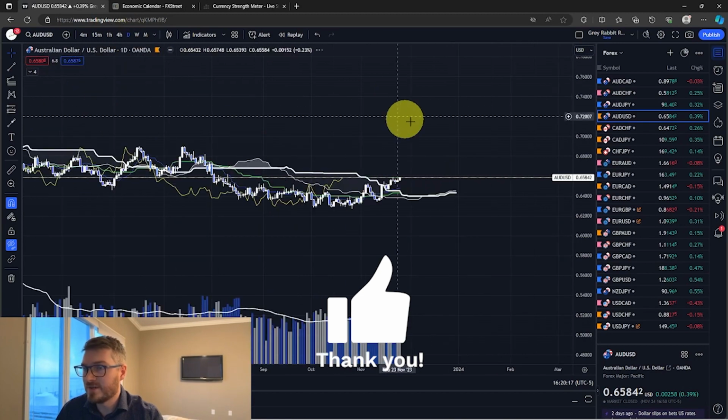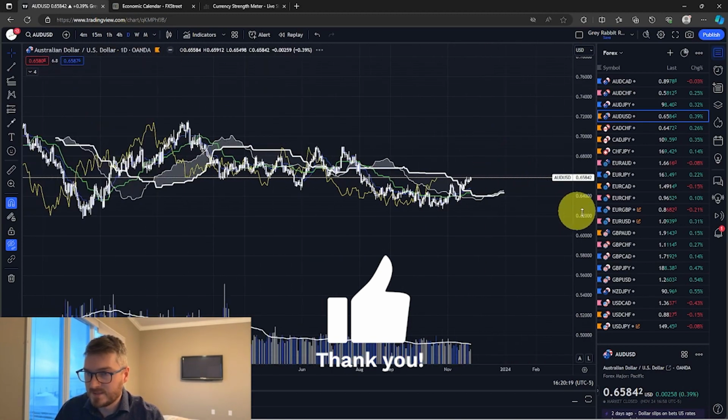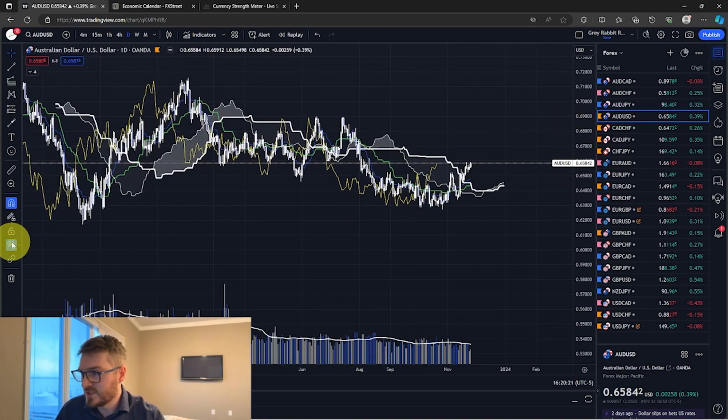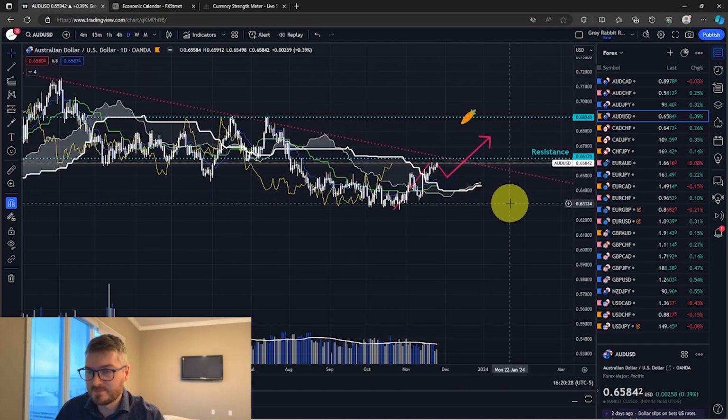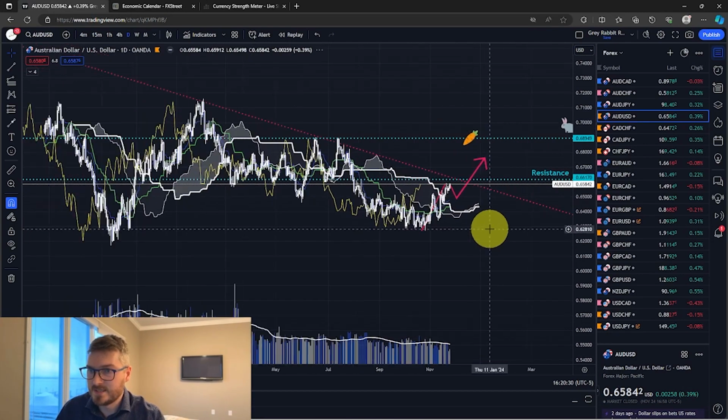But if I go down to the daily chart now guys, you can see that we have just broken and closed on an N wave just outside of Senkou span B, which is this thick white line. So I'm starting to see a trend reversal here.